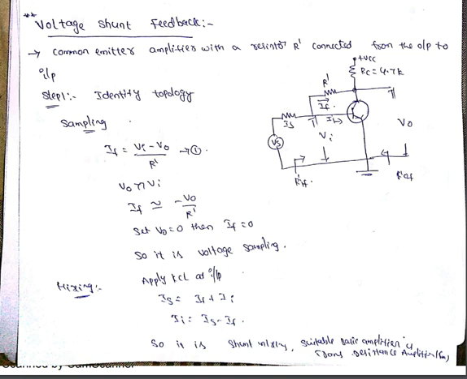So just V0 equal to 0, IF equal to 0. So it is a voltage sampling. And applying to find your mixing circuit, apply the KCL at your input. So Is is equal to IF plus your Ii. So Ii is equal to Is minus IF. So that is the input current is subtracted from the signal source minus your feedback.